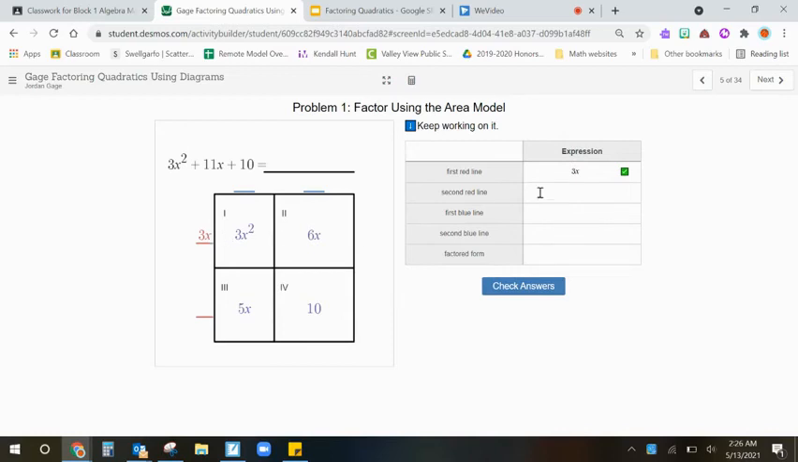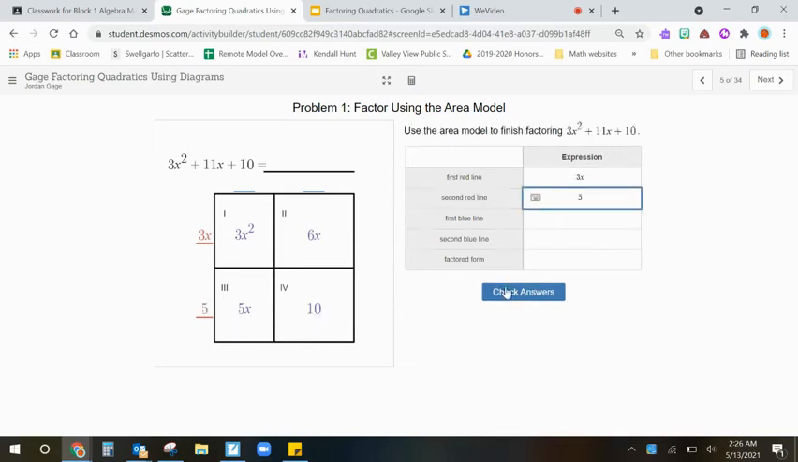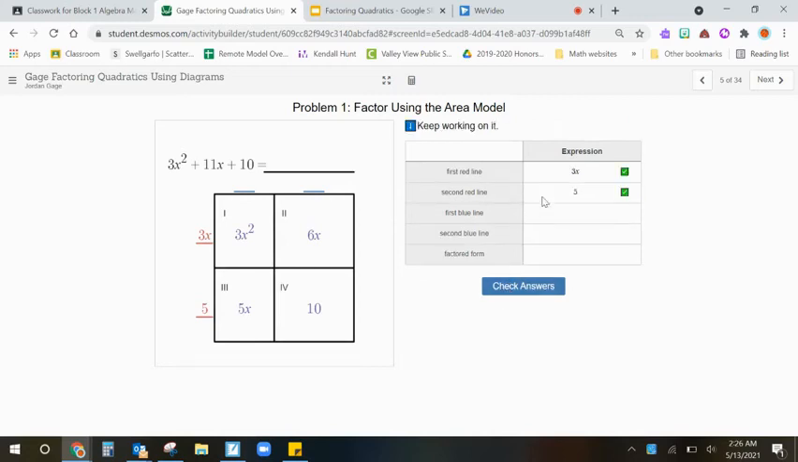So now, second red line. So what can I factor out here? So look across 5x and 10. What's in common with these? 5. So I could put that here. If you want to check, you could keep checking it.